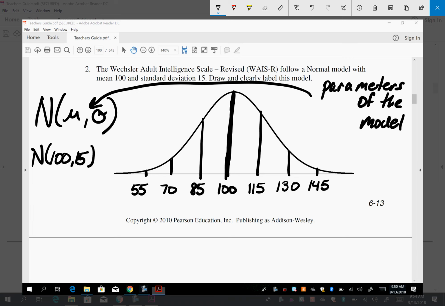So again, the idea is we expect 68% of the people taking this test to score between 85 and 115. We expect 95% of the people taking this test to score between 70 and 130. And we expect 99.7% of people taking this test to score between 55 and 145. And 99.7 is almost everyone. Okay? So we're expecting everyone to be within 145 to 55. Any questions on the normal model here?